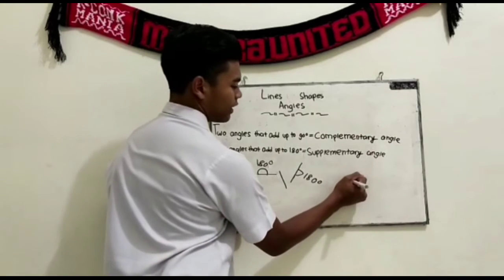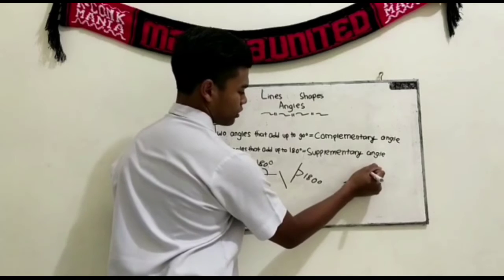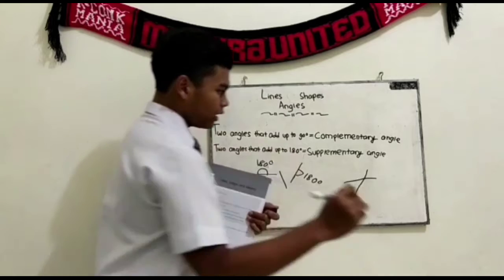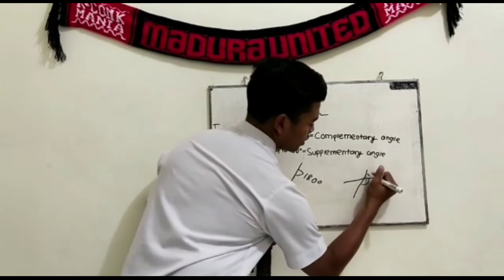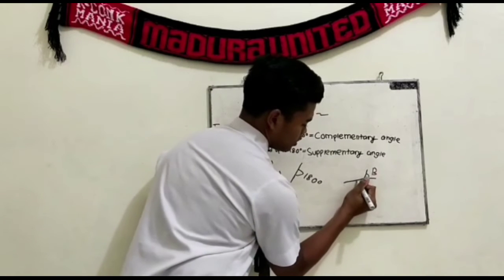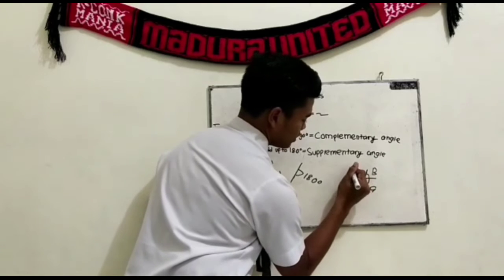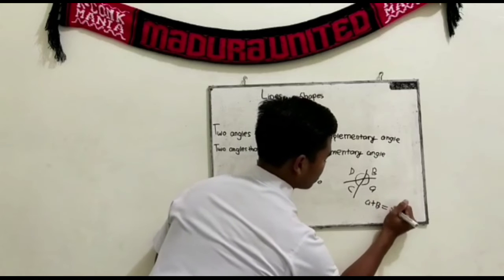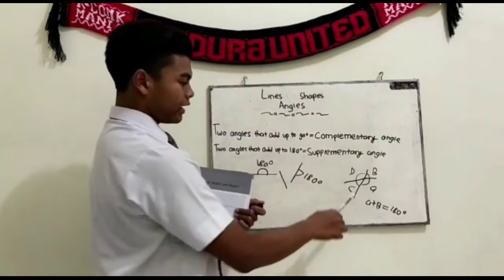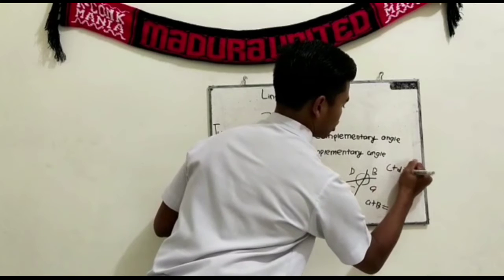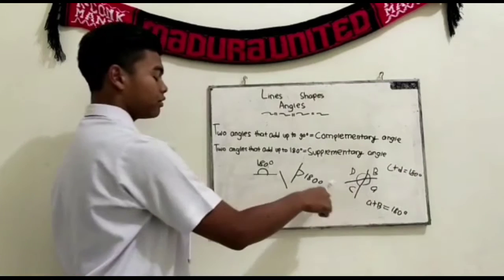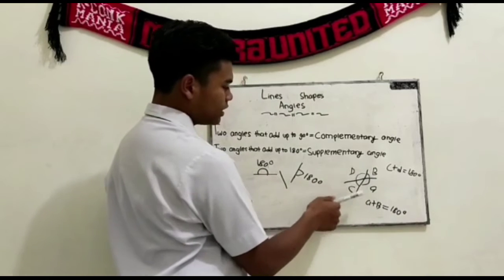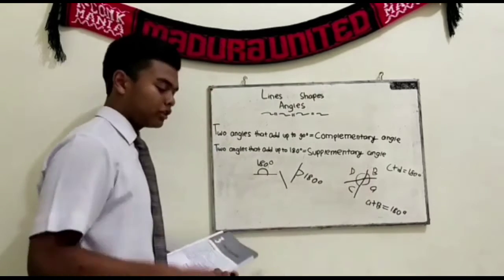I have a line here, horizontal, and something like this. So these are my two straight lines, and I'm going to label A, B, C, D. A plus B is equal to 180 degrees, and C plus D is equal to 180 degrees because they are on a straight line. A plus B, B plus D, D plus C, and C plus A are all 180 degrees.